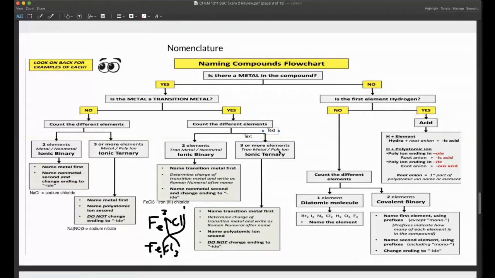So let's move on. If we have 3 or more elements, a transition metal and a polyatomic ion, this is going to be an ionic ternary compound. What we do here is first name the transition metal, determine the charge of the transition metal, and write it as a Roman numeral after the name. Then we name the polyatomic ion second, but you don't change the ending to "-ide" this time. An example of this would be Fe(NO3)3. Just realized that the 3 was supposed to be in here.